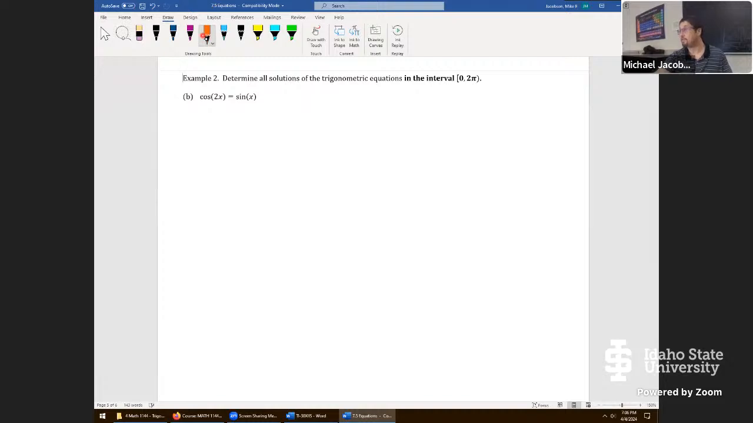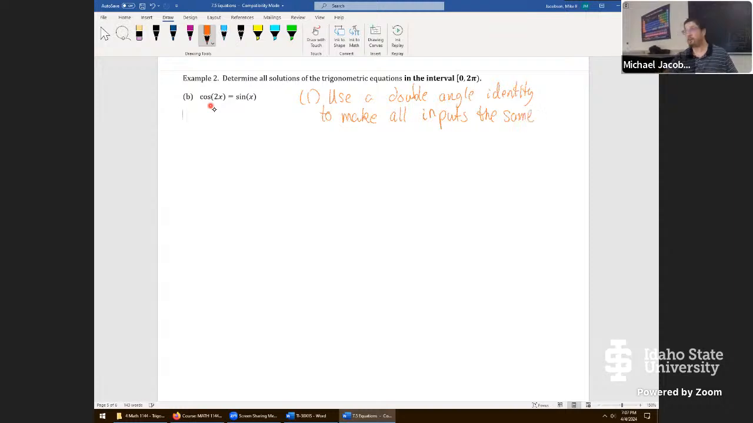So let's make that our step 1. Use a double angle identity to make all inputs the same. By inputs, we mean the values going inside the function. The 2x and the x is what we're referring to as inputs. If we can get all the same inputs, we're in great shape. And if we can write everything in terms of sines, even better.